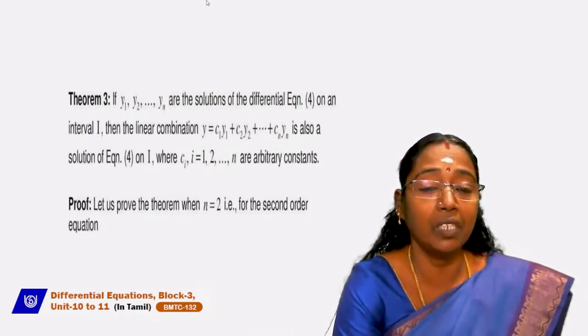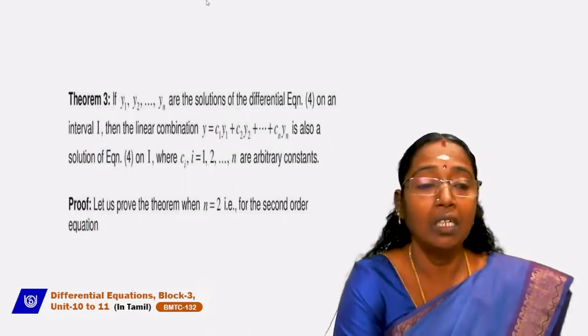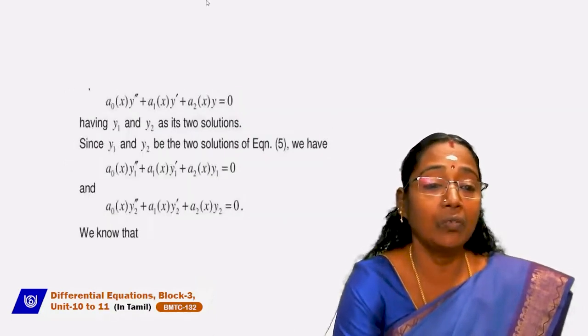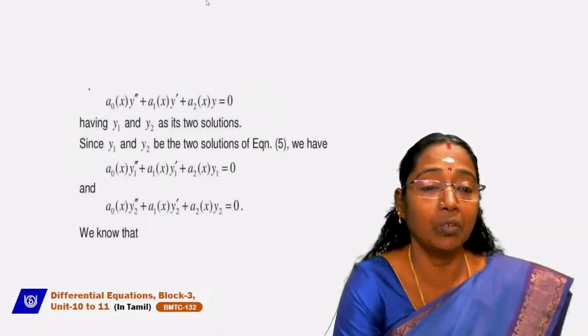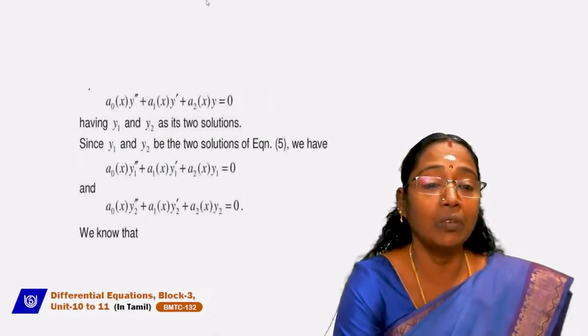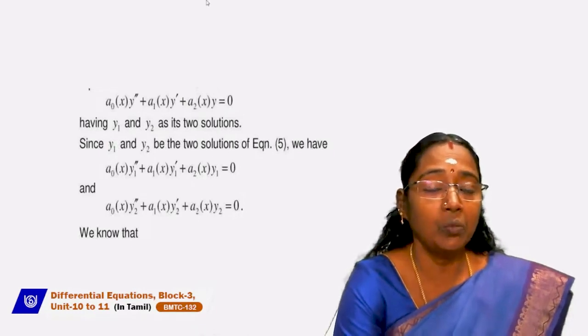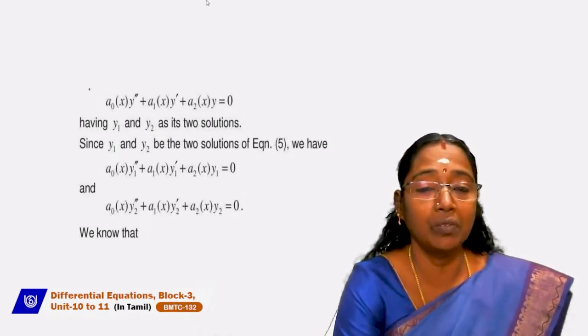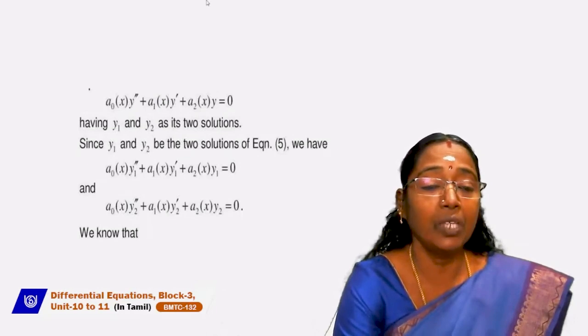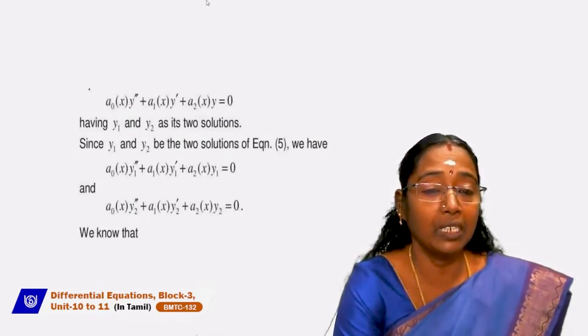Now let us prove the theorem when n equal to 2, for the second order equation. That is a naught of x y double dash plus a1 of x y dash plus a2 of x into y equal to 0, having y1 and y2 as its two solutions. Since y1 and y2 are the two solutions of this given equation, we have a naught of x y1 double dash plus a1 of x y1 dash plus a2 of x y1 equal to 0.